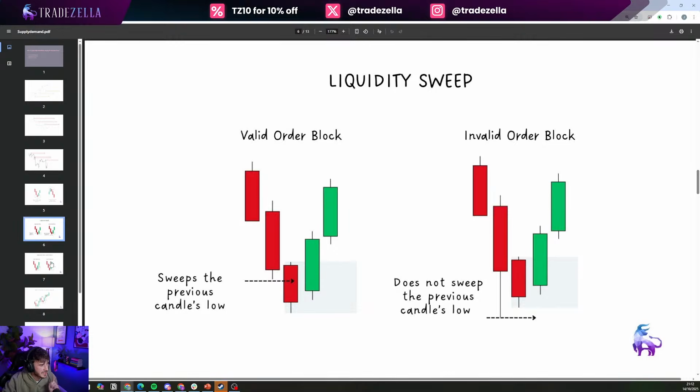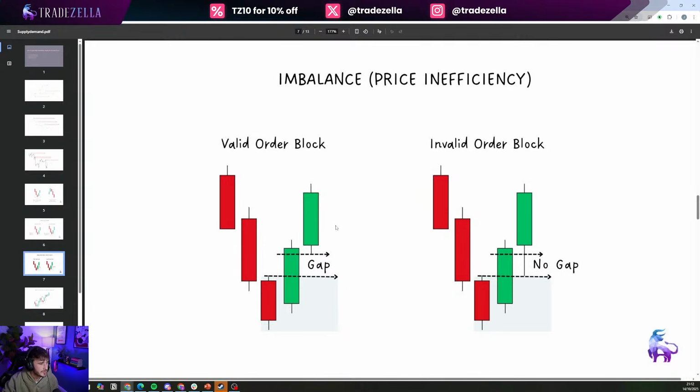That's how we validated step one. There's 4 steps to this. Step 2, we need an imbalance or an inefficiency before the area of the supply or demand.